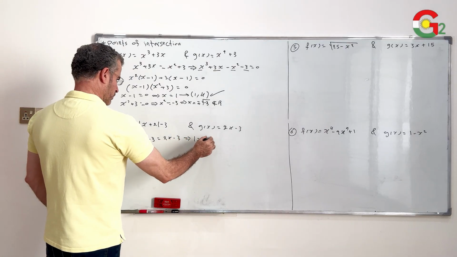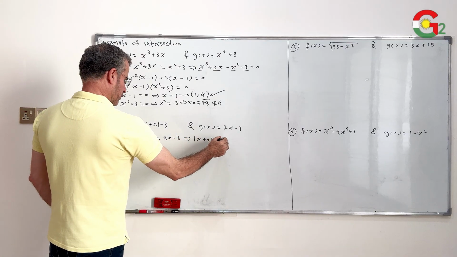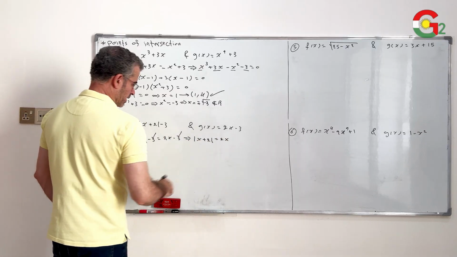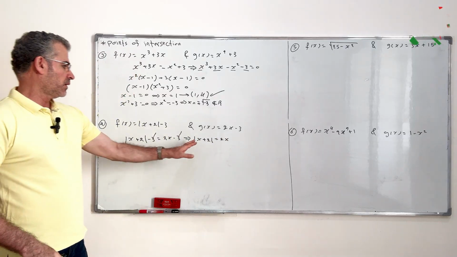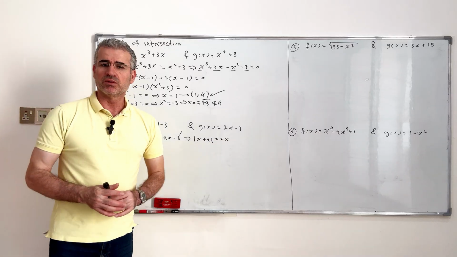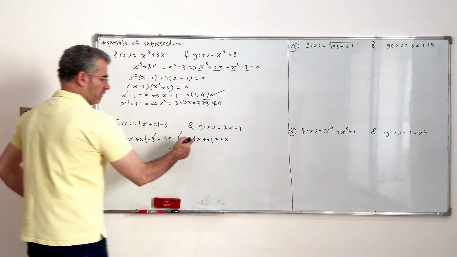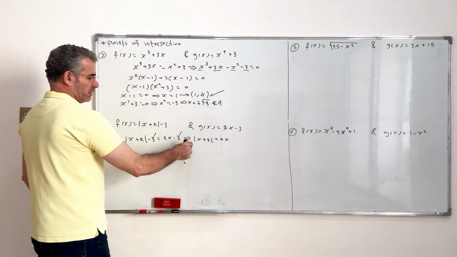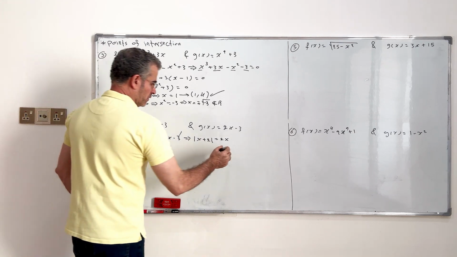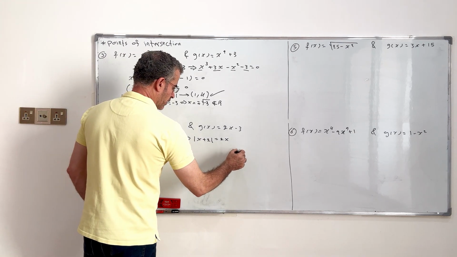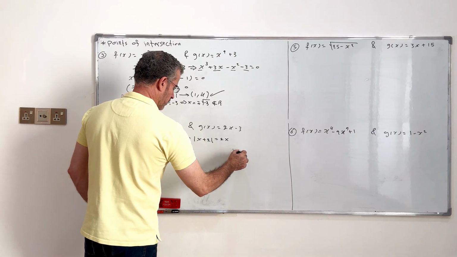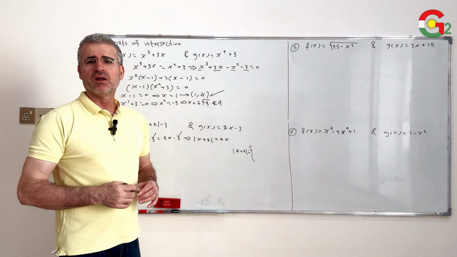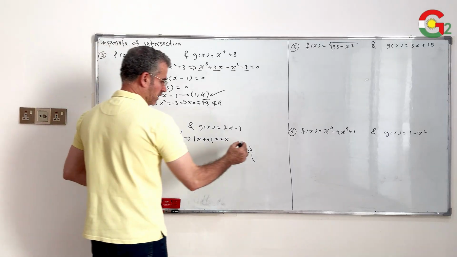X plus 2 equal to 2x minus 3 with negative 3. Then absolute value x plus 2 equal to 2x. Since I have absolute value here, I cannot solve it without removing the absolute value. How can I remove the absolute value? I can return to the definition of the absolute value.